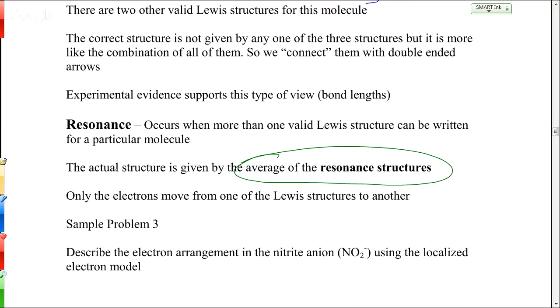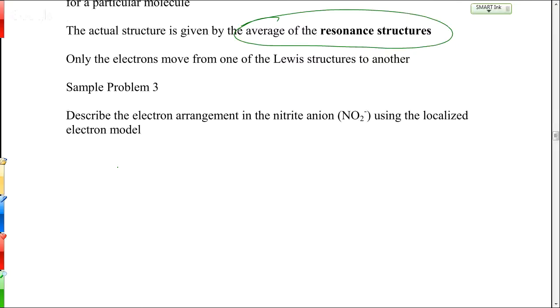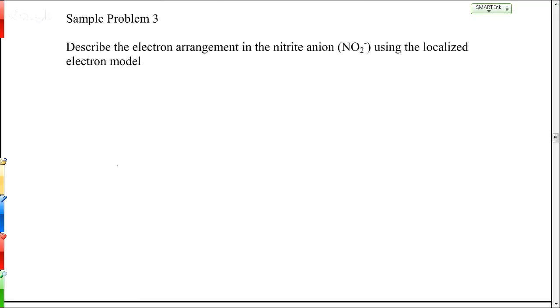So we're going to look at them based on the inorganic molecules that we've been dealing with for the most part for Lewis structures. Well, let's look at the nitrite anion, NO2 minus. If we want to describe the electron arrangement, notice how that question is worded. Describing the electron arrangement means we want to know the Lewis structure, and we want to know where the lone pairs are, the double bonds, that kind of thing.